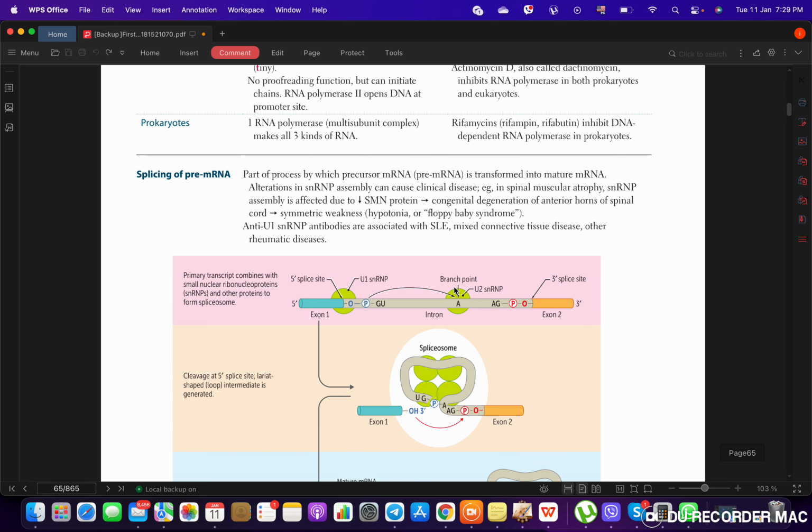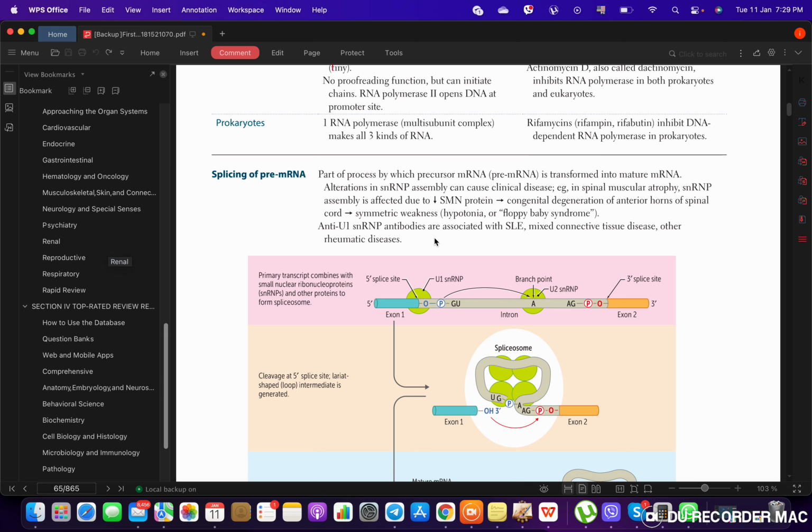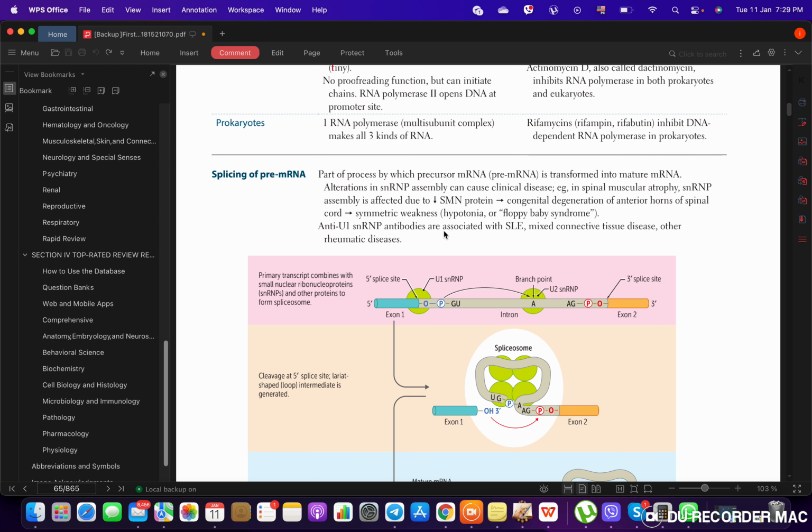And you must know that during the splicing problem, we can get spinal muscular atrophy. And it's a super serious disease with degeneration of the spinal cord. And we are going to speak about it again. And they would like to confuse you with this disease.